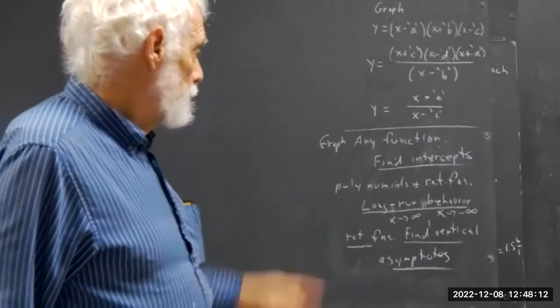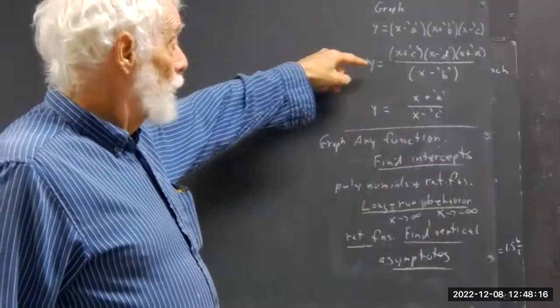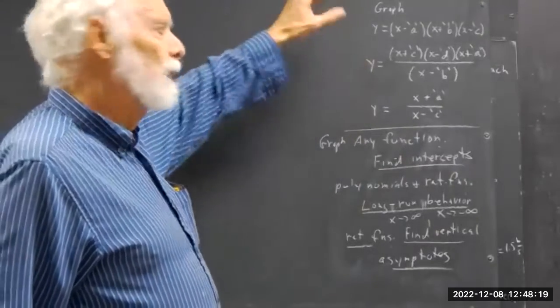For this one, find the intercepts. Okay. What makes y 0? Let me go back.